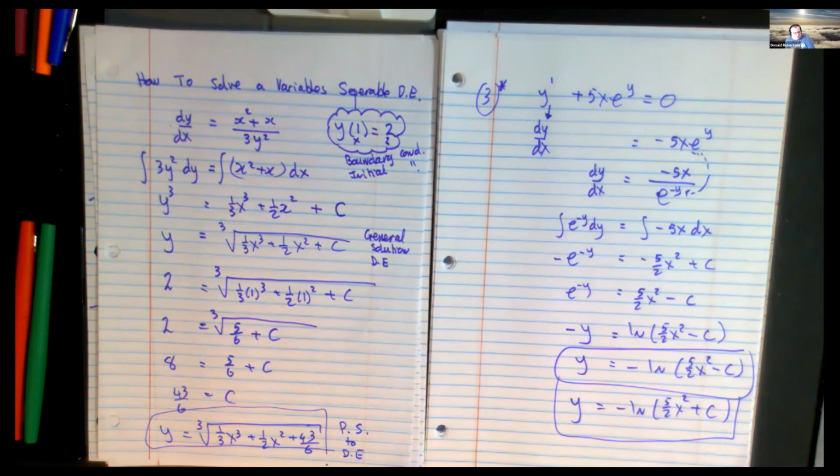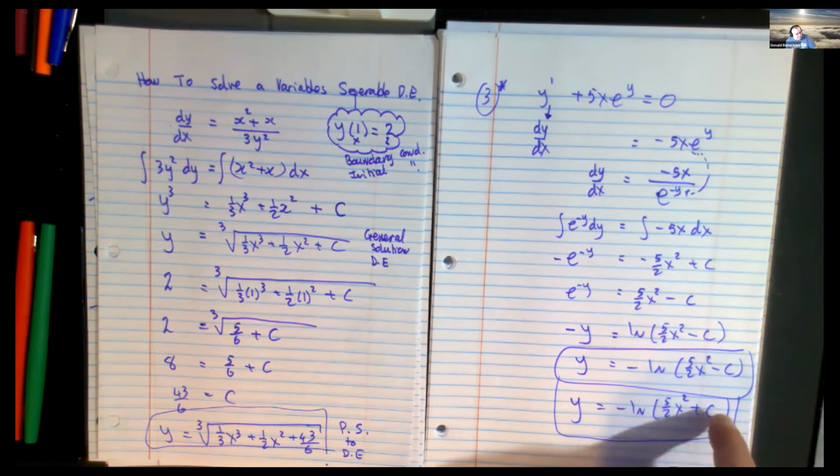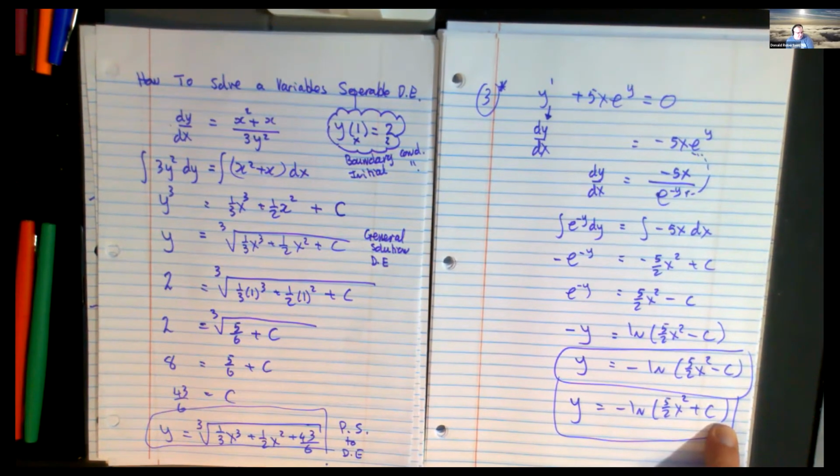That is also a solution. This C is not the same guy as that C. Don't think of C as a fixed thing. Think of C as a placeholder, right? It just means there's a number in there, you don't know what it is. If you don't know what it is, isn't minus something you don't know the same thing as plus another thing that you don't know?